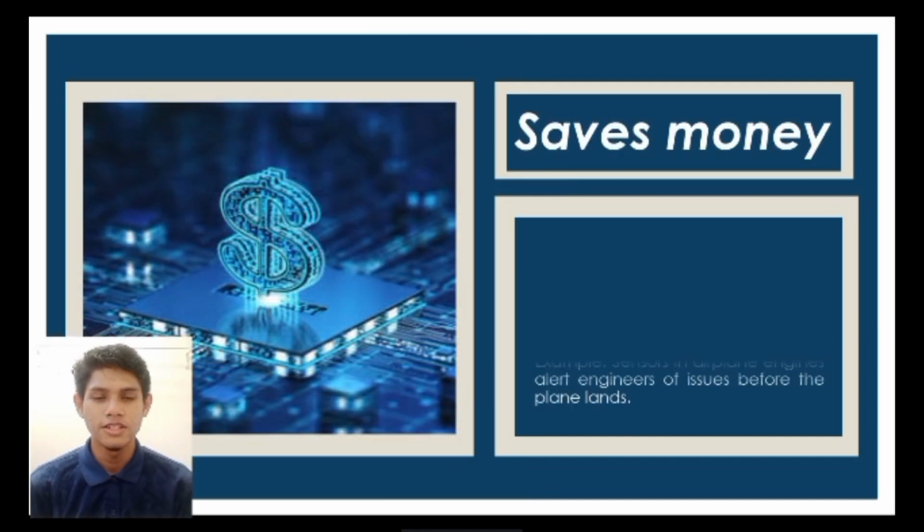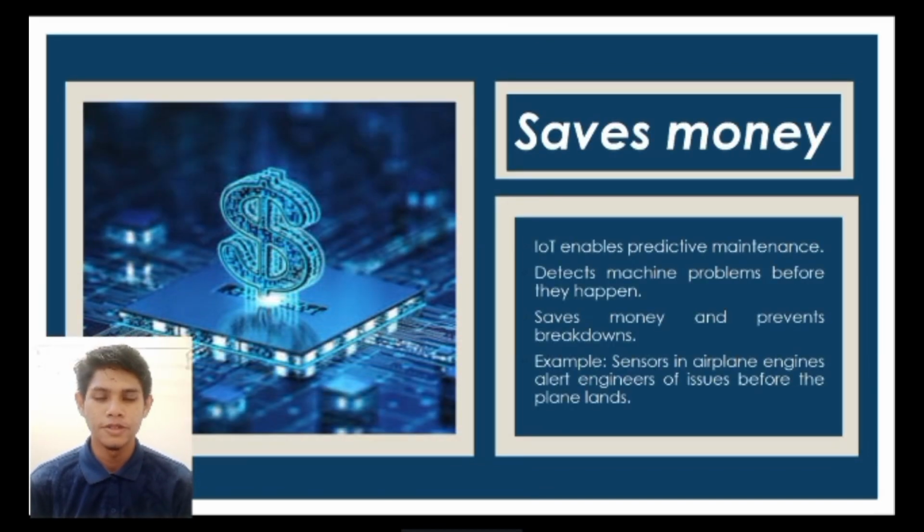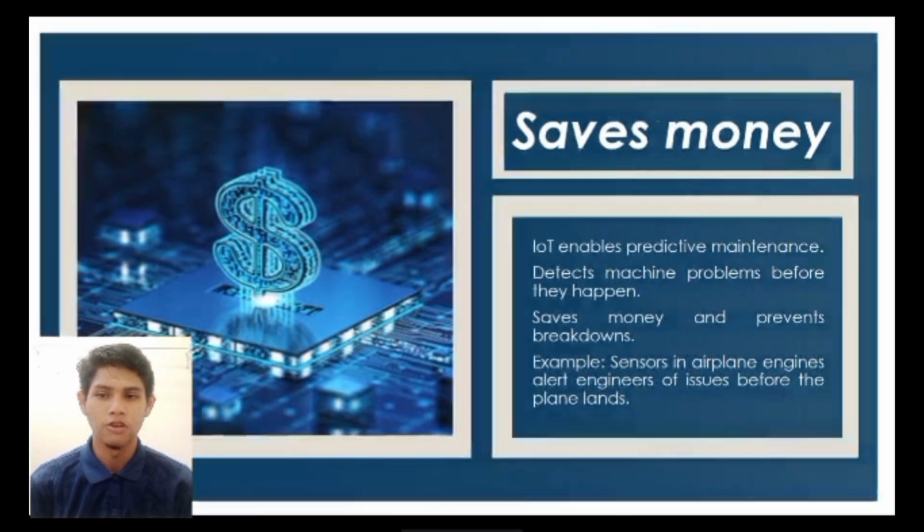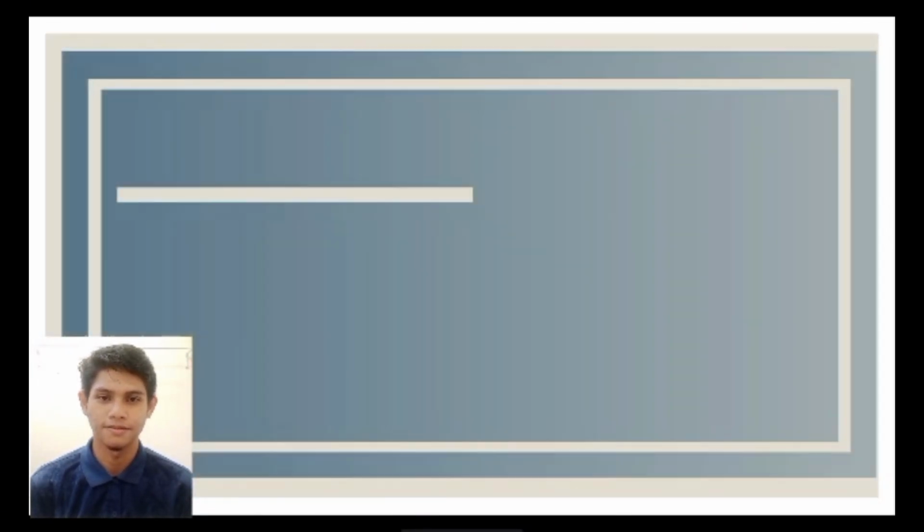Next, IoT actually saves money. IoT enables predictive maintenance. It detects machine problems before they happen. So, IoT can save money and prevent breakdowns. For example, sensors in airplane engines alert engineers of issues before the plane lands.